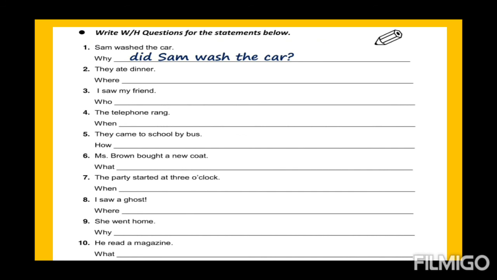And we have here questions or interrogative. Sam washed the car. Why did Sam wash the car? They ate dinner. Where did they eat dinner? I saw my friend. Who did you see? For this question you can say who did you see or who saw your friend, as you like. The telephone rang. When did the telephone ring?